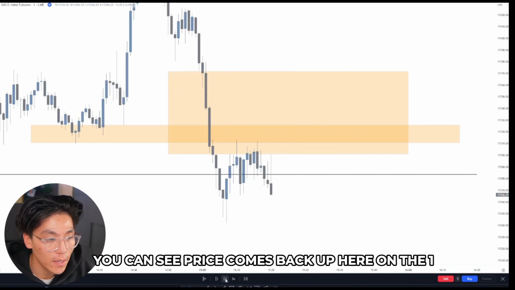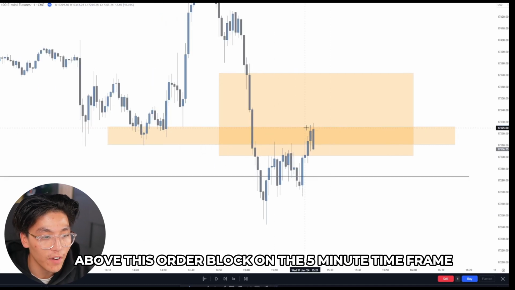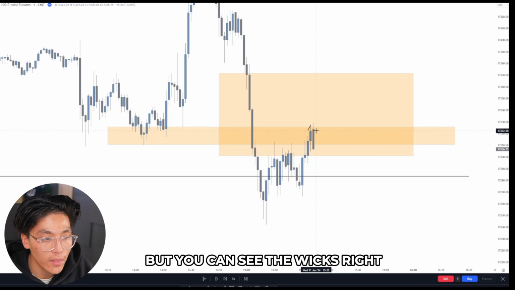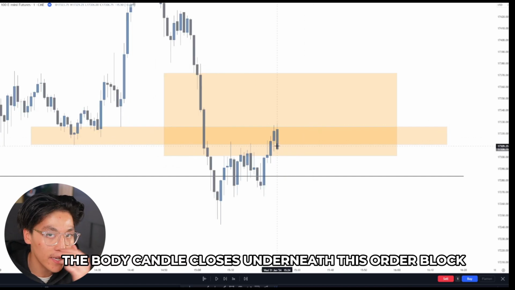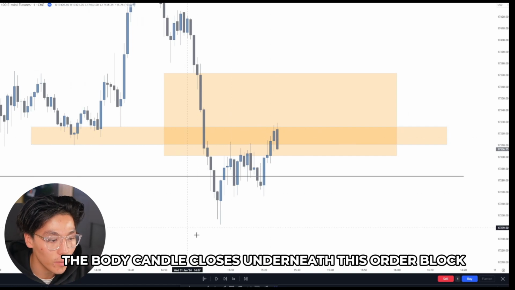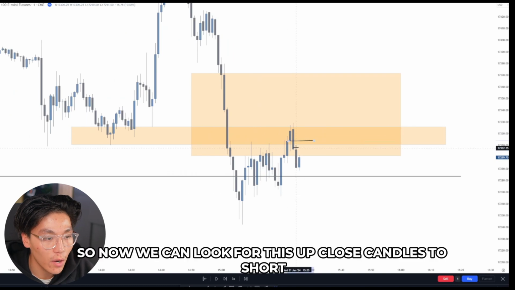You can see price comes back up here on the 1-minute time frame. It tries to close above this order block on the 5-minute time frame, but you can see the wicks, right? The wicks do the damage, but the bodies tell the story. So as you can see here, the body candle closes underneath this order block. So that will give me the confirmation that I'm looking to head short. So now we can look for this up close candle to short on the short side.